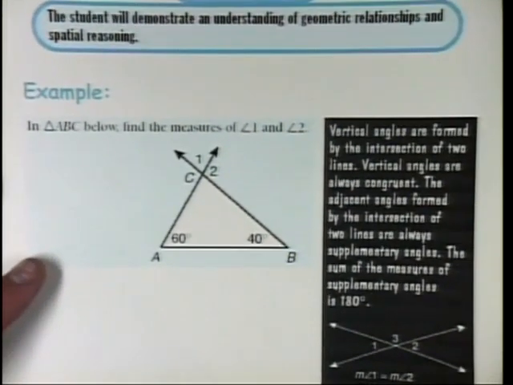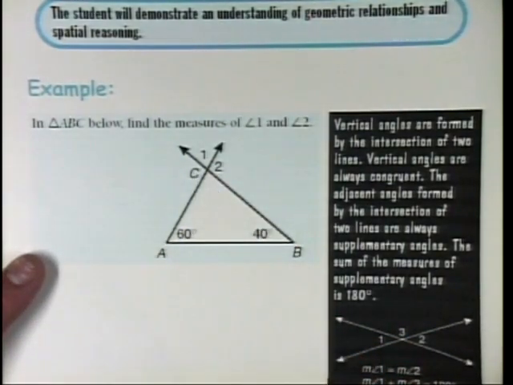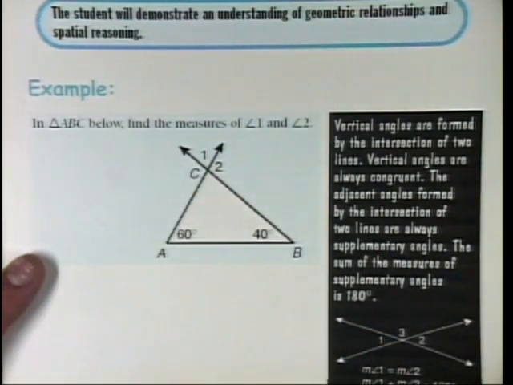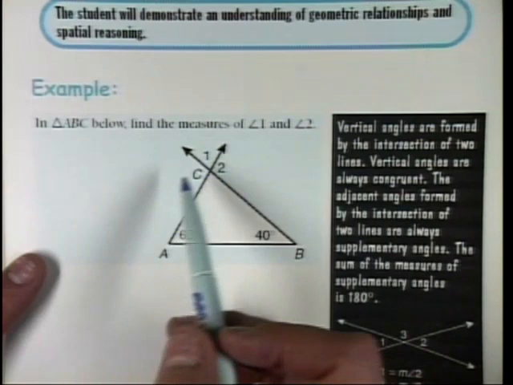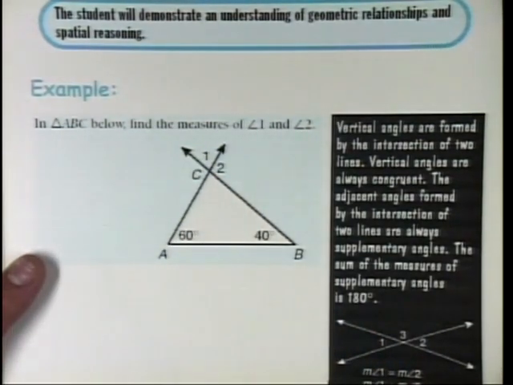Here's the problem. It says, in triangle ABC below, okay, and again we have a triangle labeled with 3 capital letters, find the measures of angle 1 and angle 2. So how are we going to set out to do this problem? They're giving us the diagram. Well, we have to notice what we have. We have a triangle, and the two angles we're looking for are outside the triangle, or they're exterior angles.